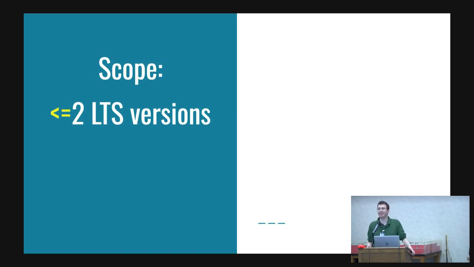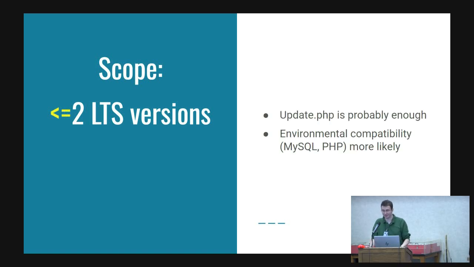Now, update.php is the simplest option when you are upgrading from a version that update.php supports. It's probably enough, and that's because within the last 2 long-term support versions, the MediaWiki requirements for MySQL and for PHP are less likely to have changed. Odds are, if you're upgrading from 1.39 to 1.43, a PHP version that 1.39 supports is probably also going to be supported by 1.43. It's not guaranteed, because they do eventually drop them, but it's less likely to change. Same with the version of MySQL that you're running.